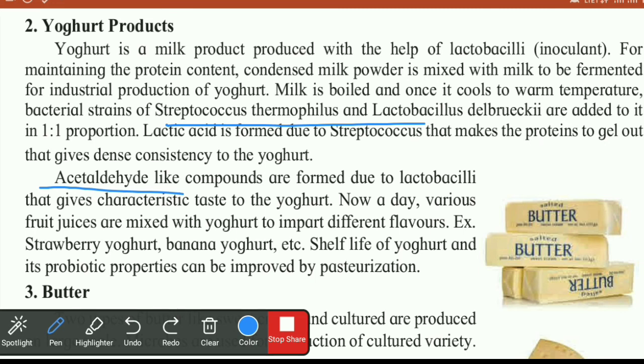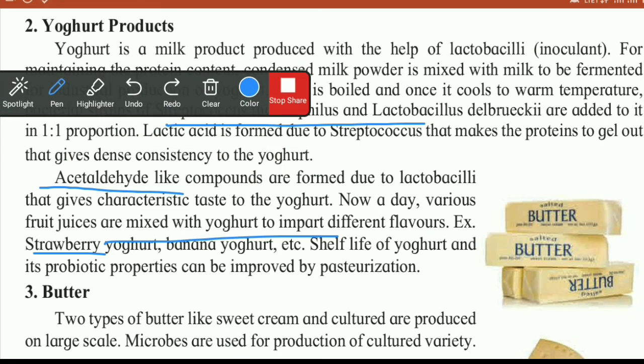Nowadays we use various types of fruit juices to add into yogurt to impart different flavors. We can take examples like strawberry yogurt or banana yogurt. These are the yogurts that are used, and their probiotic properties can be improved by pasteurization. There are certain probiotic characteristics, and what probiotic means is a further topic. So these are the yogurt products.